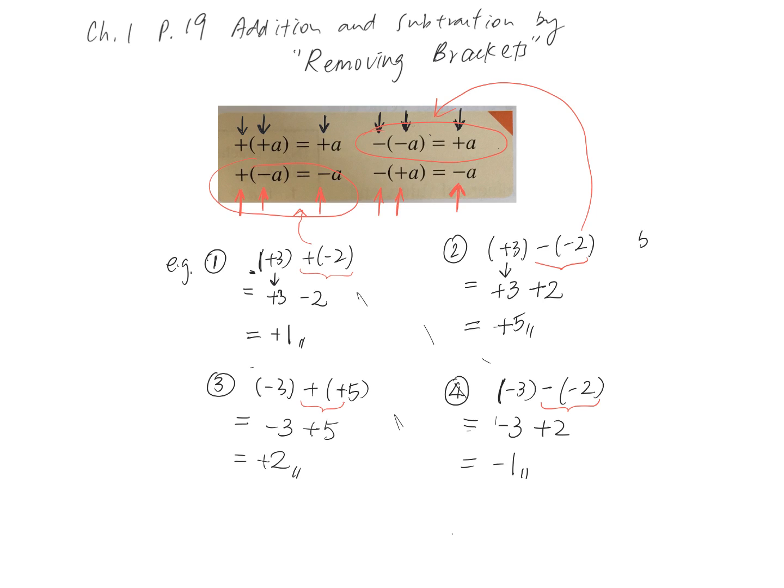Now let's go through one more example. What if I got negative 3 minus a positive 1? Remove the first bracket by writing down negative 3 directly, and then consider this negative come across a positive, so it becomes a negative 1. So negative 3 minus 1 is then a negative 4. So that's how the 4 rules can be applied.